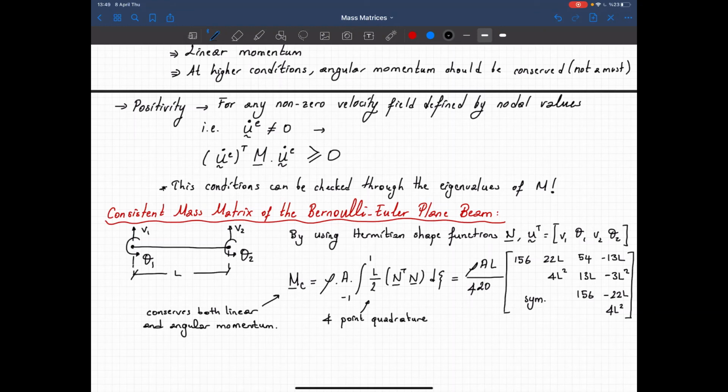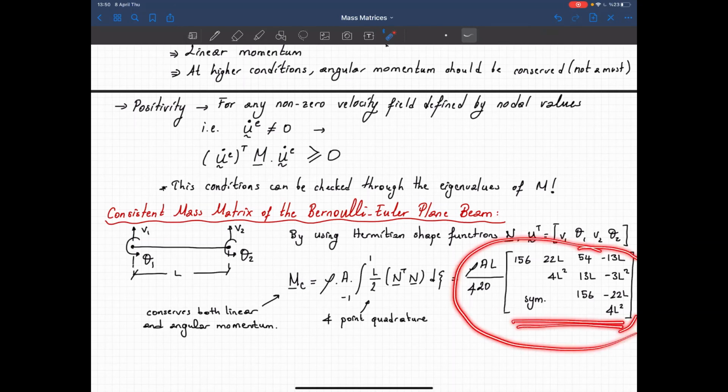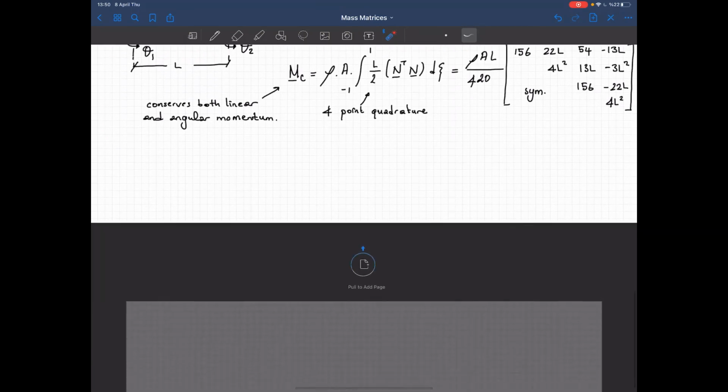Now if you use quadrature points smaller than 4, then the mass matrix that you will get will have singularities in it. It's not then acceptable. So 4 point is the minimum requirement for this type of mass matrix. Now that's the way we construct a consistent mass matrix. But as you see again, this matrix is a full matrix, and sometimes instead of full matrix we prefer to use a lumped mass matrix for computational purposes.